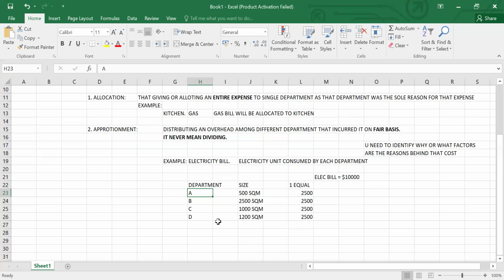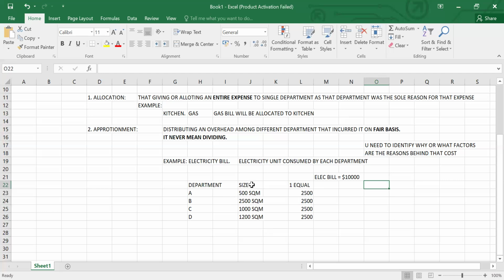And then we will see which department is the major reason behind those overhead factors. We will charge them with higher cost, and those departments that are contributing less will be charged accordingly. So what is now going to happen is that this 10,000 is going to be divided on the basis of size. This means that department A is going to get the lowest electricity bill, and department B is going to get the highest electricity bill. I'm repeating it again, that electricity bill, being an overhead cost, is being divided on the basis of size of the department.